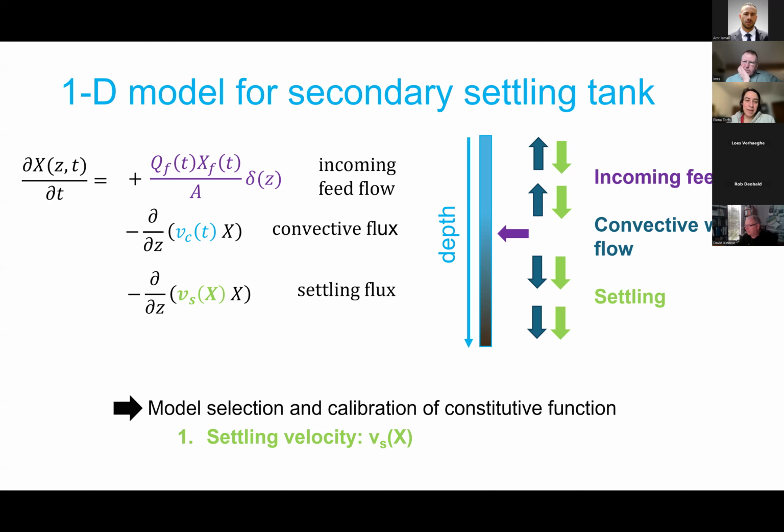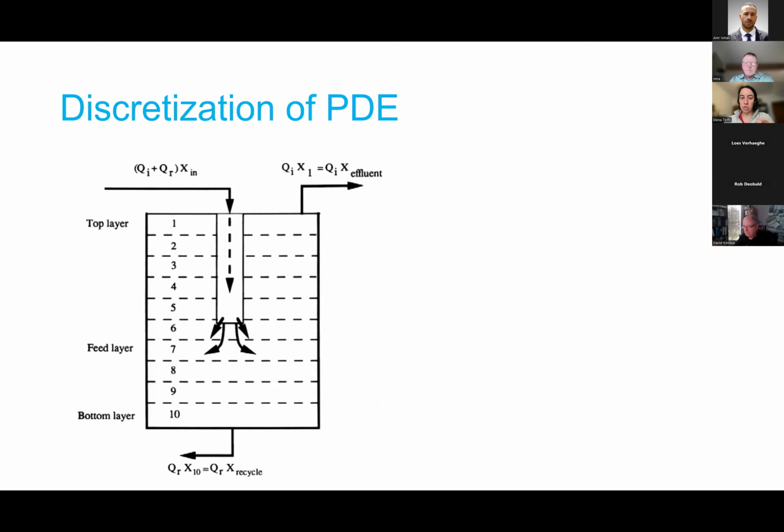But first, we now have our nice partial differential equation that describes the change of solid concentration over depth and in time. But of course, putting a partial differential equation into a commercial simulator, and coupling this with biokinetic models that are all ordinary differential equations, is not so easy. So what we typically do is discretize this partial differential equation: we discretize our settler into a number of layers.